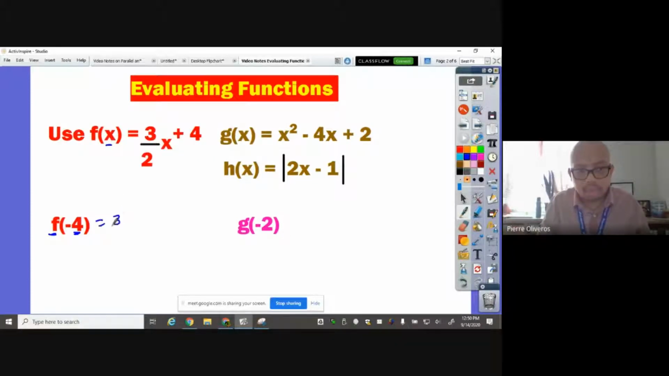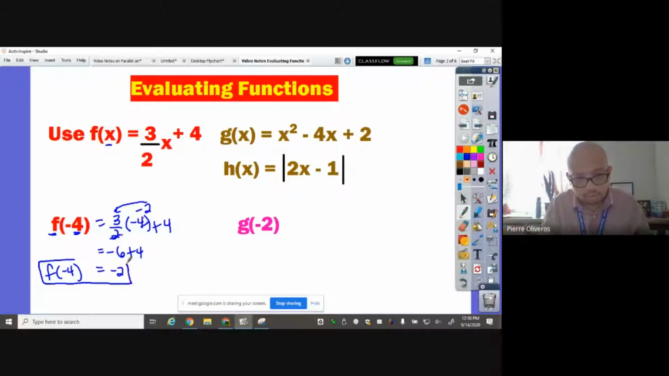So this will now be 3 halves, and instead of writing x, I'm going to write -4, plus 4 here. You can divide -4 by 2 or multiply -4 by 3. Either way, you should still get the same answer. For me, -4 divided by 2 will give me -2. -2 times 3 will give me -6 plus 4. That will become -2. So therefore, f of -4 is equal to -2.